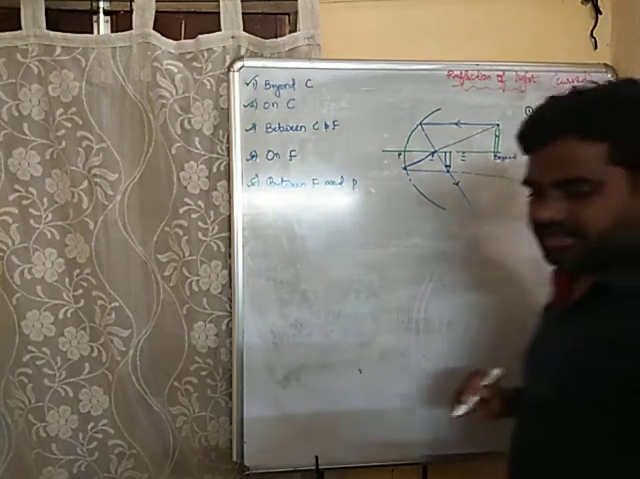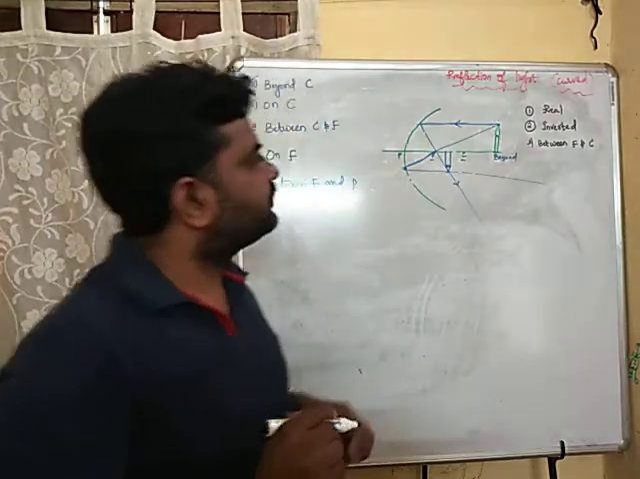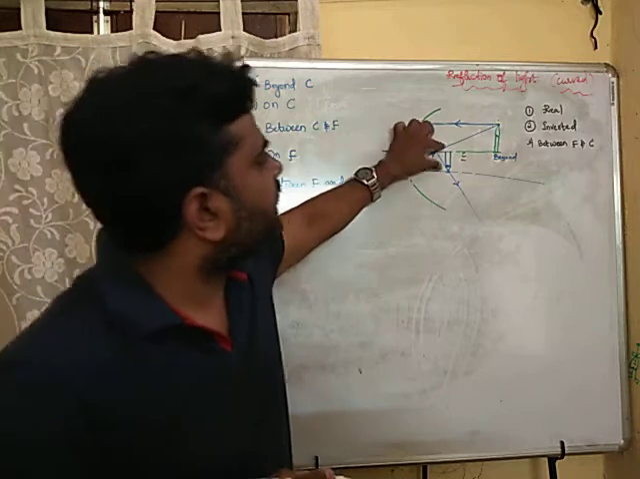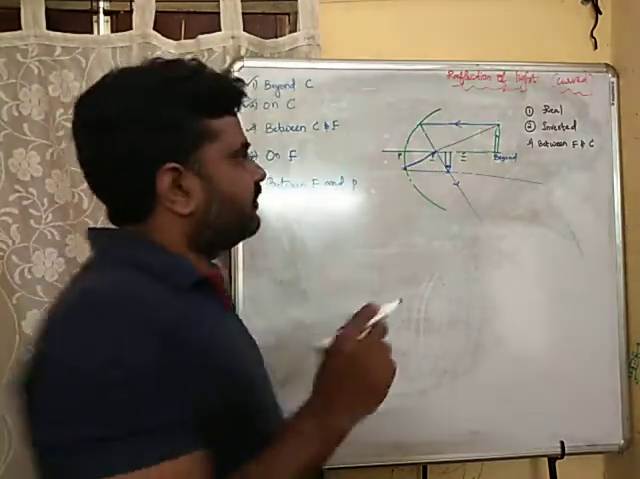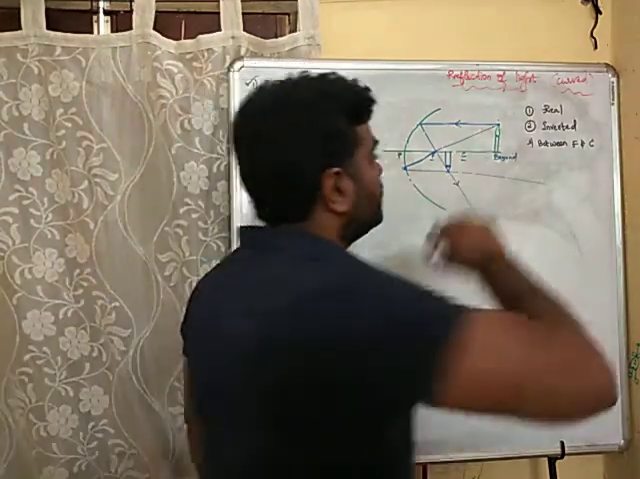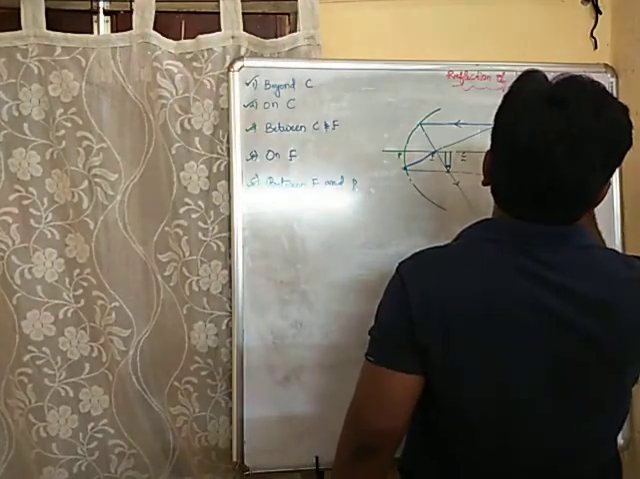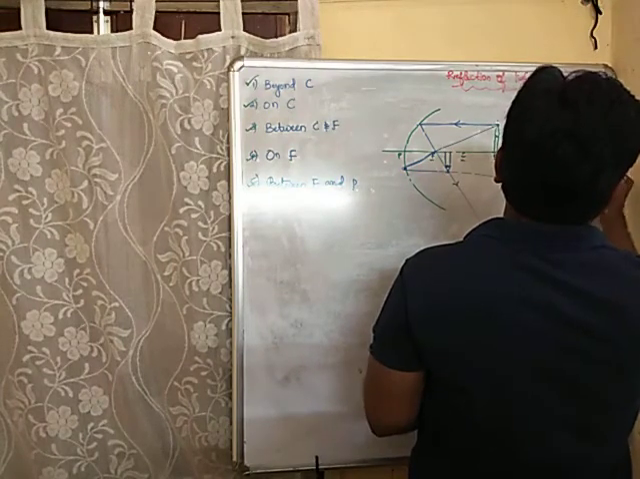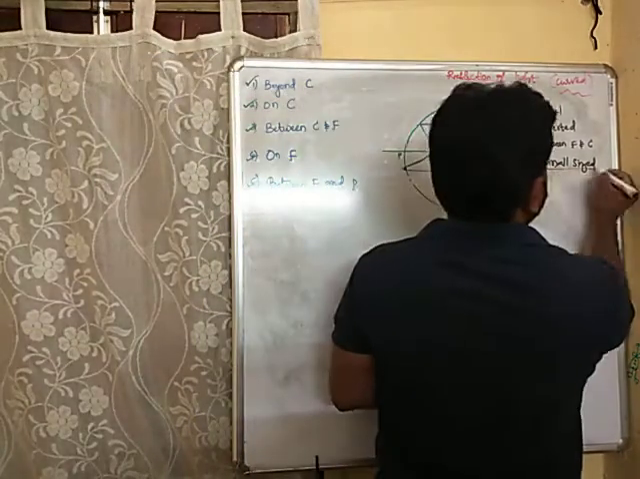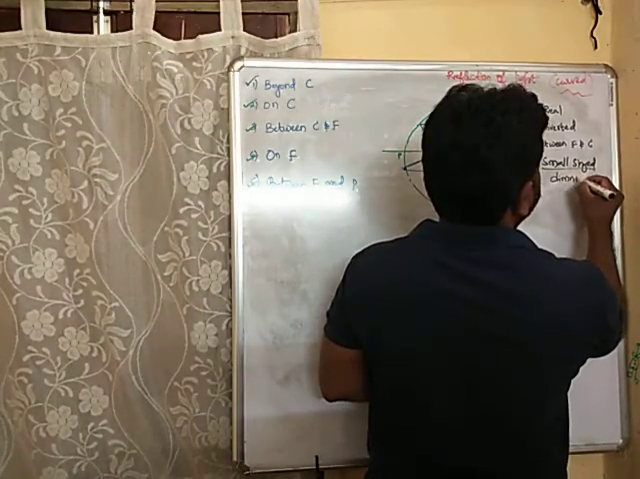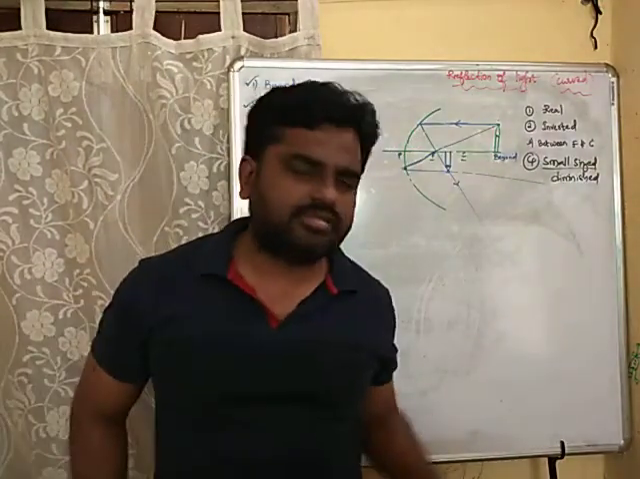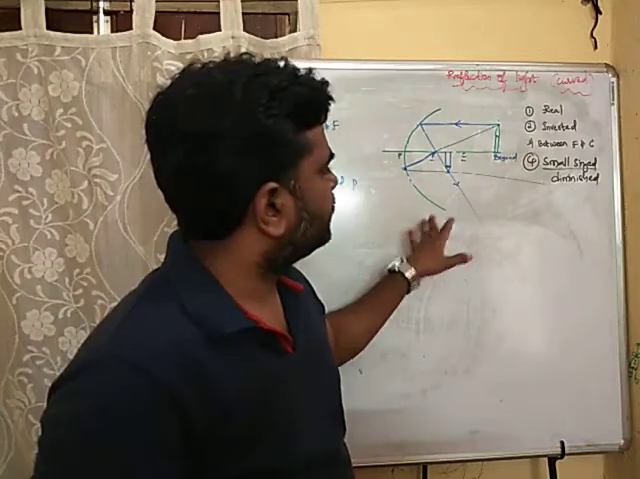The third characteristic is where the image is falling: between F and C. F stands for focal length and C stands for center of curvature. Is it clear? And how about the image size? Whenever an object is kept beyond C, definitely you will get a diminished, small sized image. That means it can also be called a diminished image.